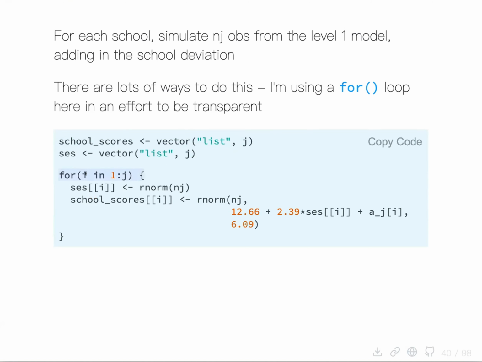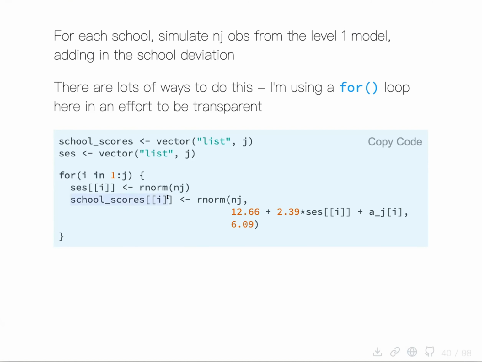So I'm saying for i in 1 to J, so J is 30, right? So this is just going to be a vector that goes 1, 2, 3, 4, 5, 6, 7, up to 30. And then I'm creating an SES vector here, where I'm just taking n_j draws, which is 50, right? 50 draws from a random normal distribution that has a mean of 0 and a standard deviation of 1. Storing that in SES.